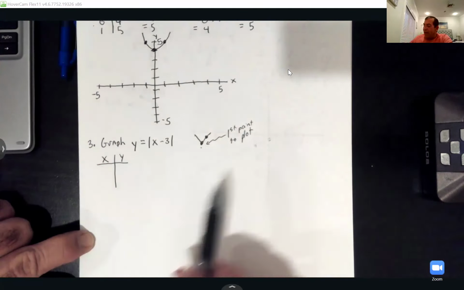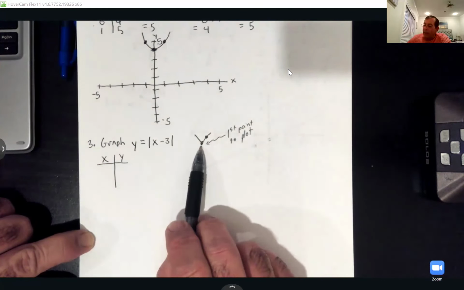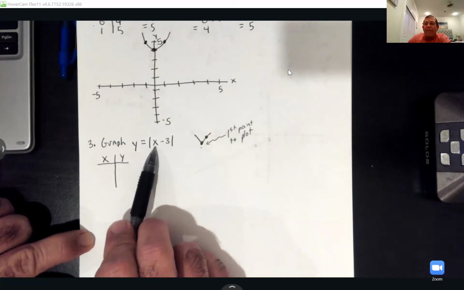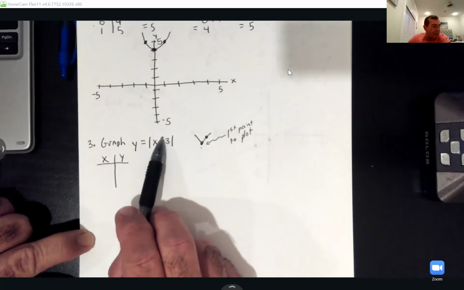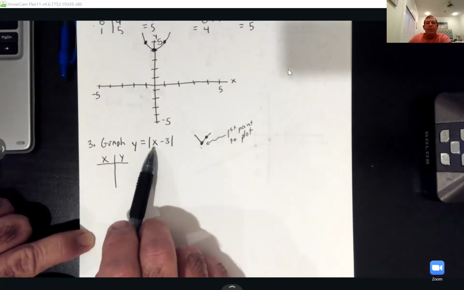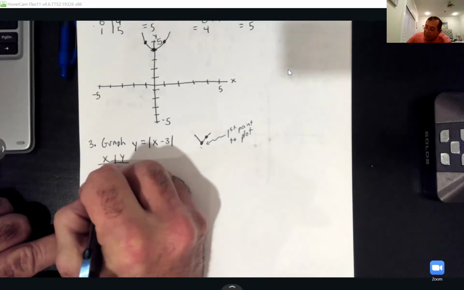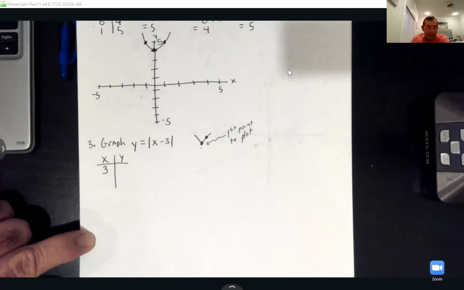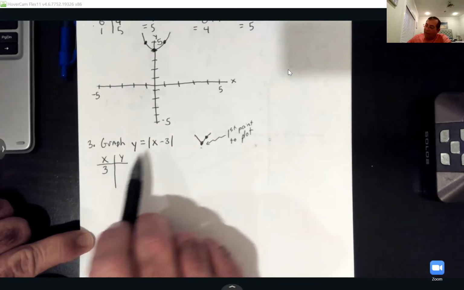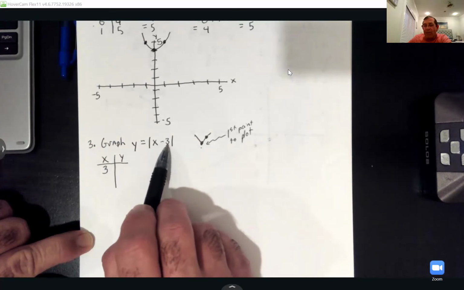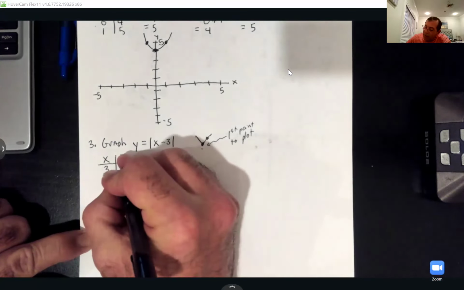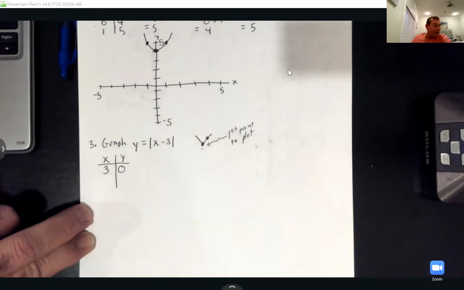Now, here's the thing about it. To get this vertex point, the first x value I find has to make that equal 0 inside them bars. So only one number I can subtract 3 from and make that a 0. So that means my first x has to be 3, okay? So put a 3 in here. 3 minus 3 is 0. Absolute value of 0 is 0.